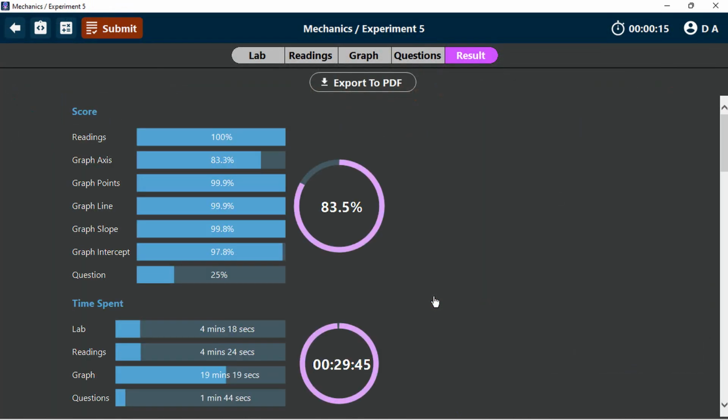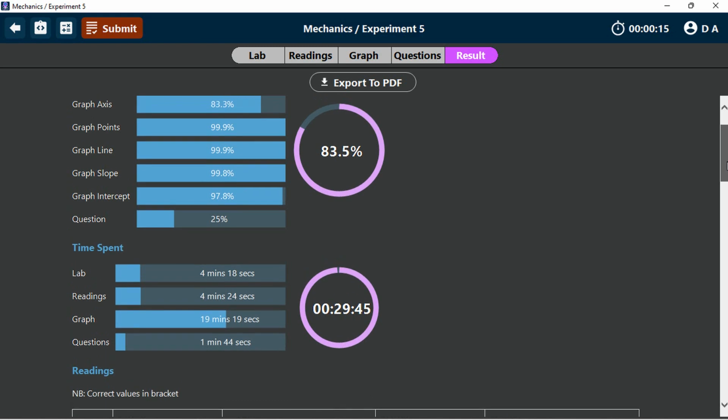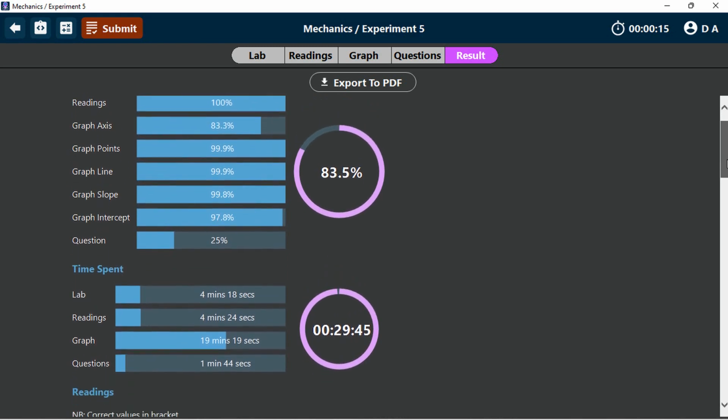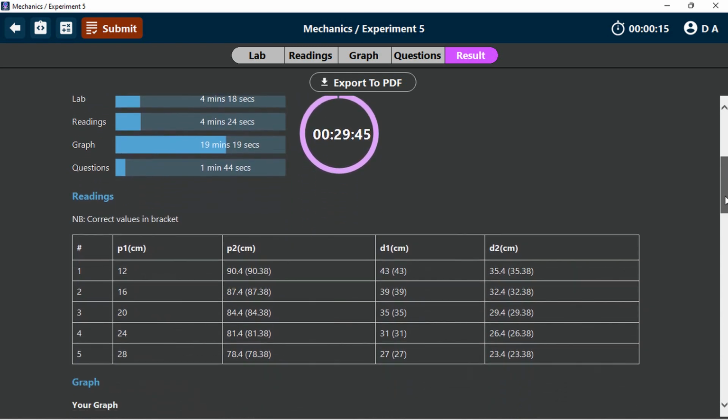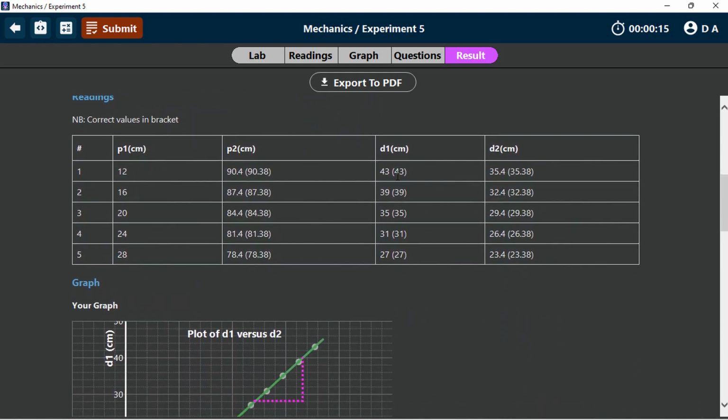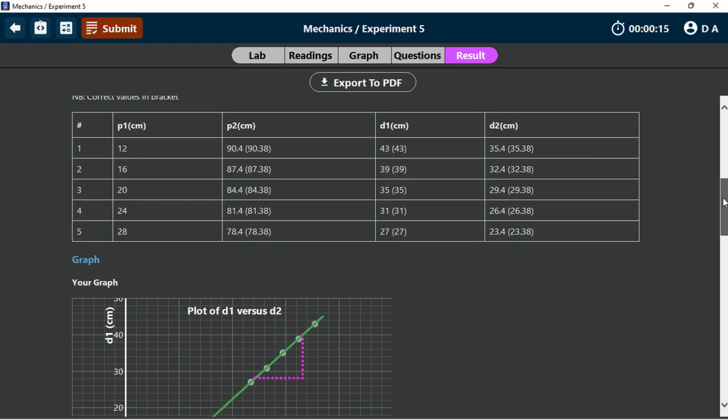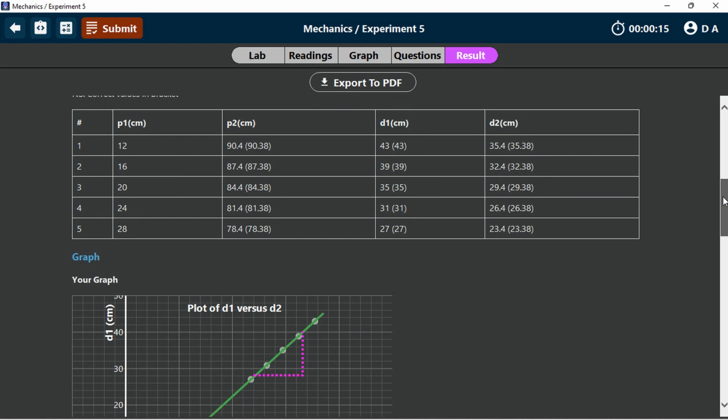In this experiment, we performed quite well with every other aspect except the questions that we left unanswered. We left most of them unanswered. This software grades you on every aspect. It tells you how you performed with the readings, with the graph, and with every other aspect of the experiment. With the readings, we got very good readings. Our reading is precise. It's very close to the computer reading, which is more or less the ideal reading. The computer reading is the ideal reading, so you don't need to be exact for WAEC to grade you. You just need to be close to what is ideal.